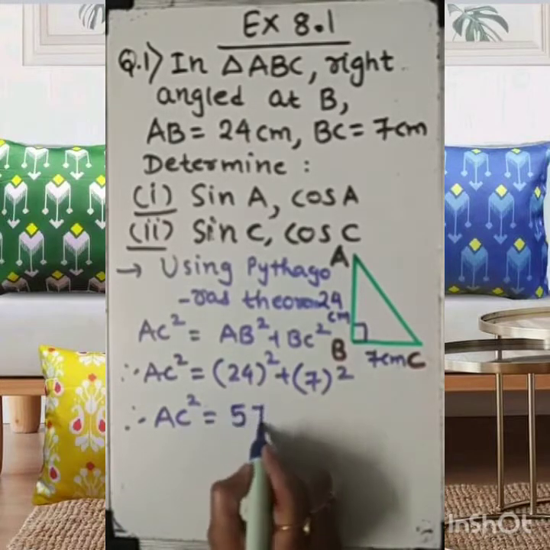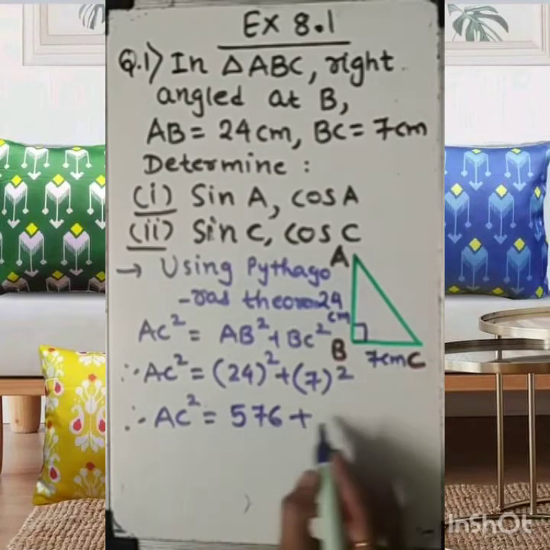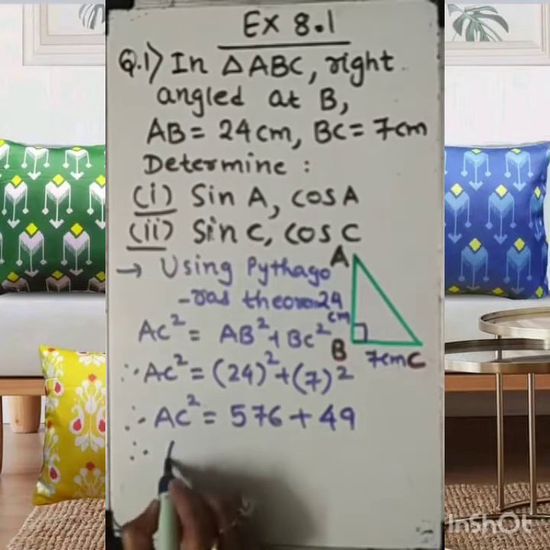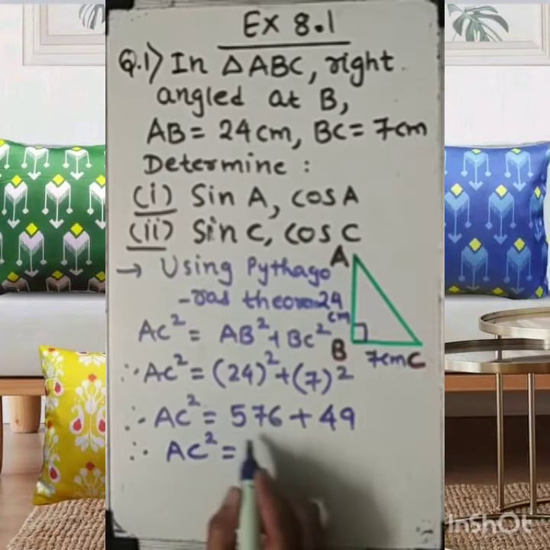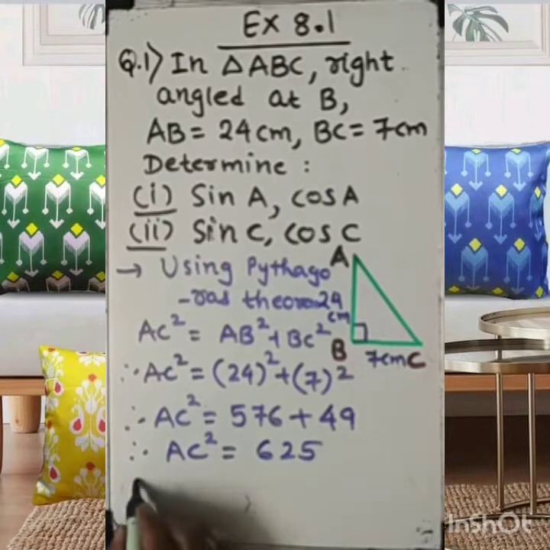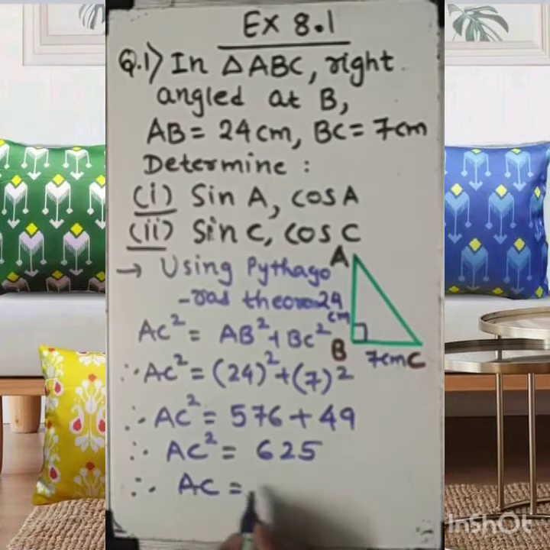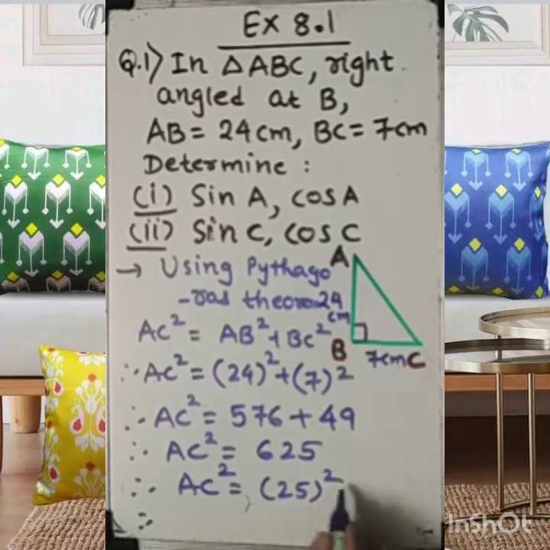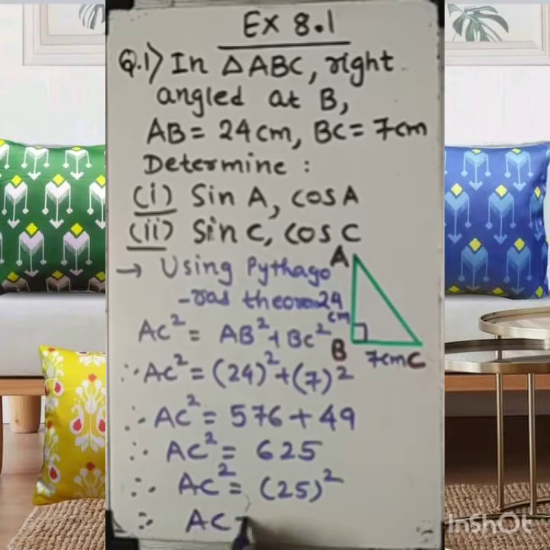My dear student, we know 24 square means 24 into 24. If you multiply, you will get 576. 7 square, of course, 49. So AC square is the sum of these two, which gives 625. You know very well 625 is a perfect square of 25. So AC square equal to 25 square. So dear student, AC is 25 centimeter.